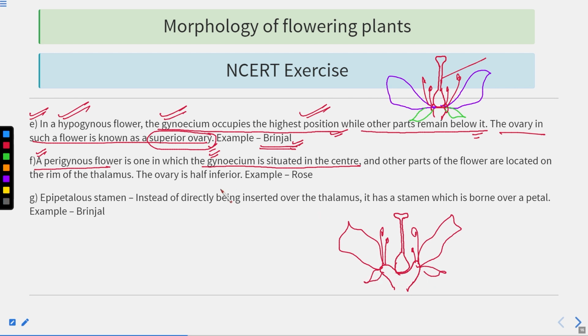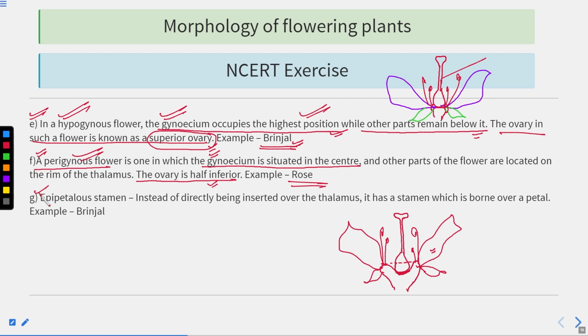Here you can see the ovary is half below the level at which the other floral parts are attached to the thalamus. The petal is attached a little above, the androecium is attached a little above, and the sepals are also attached a little above this ovary, which is attached quite below. So this is showing the condition in which the ovary is half inferior, and this we see in the case of rose. So that is the perigynous flower. The rose is showing the perigynous flower.